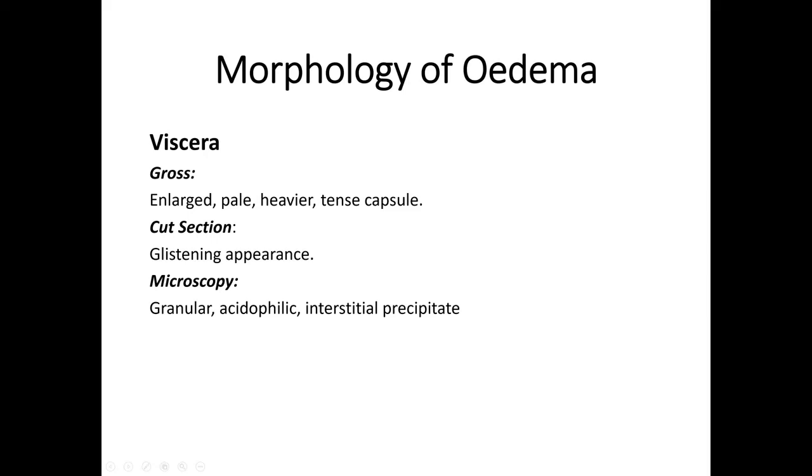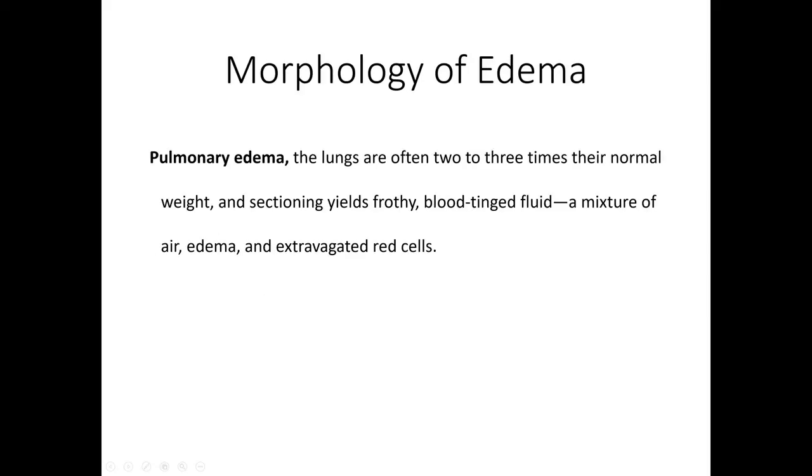On microscopy, they are granular, acidophilic, and there is presence of interstitial precipitate. In pulmonary edema, the lungs are often 2 to 3 times their normal weight, and sectioning reveals frothy, blood-tinged fluid, a mixture of air, edema, and presence of red cells.